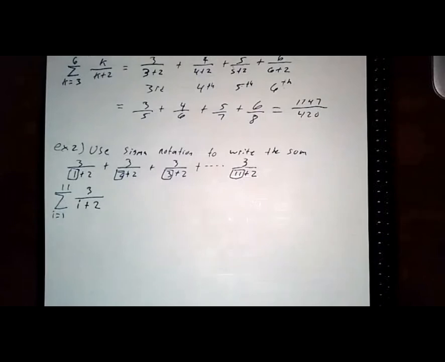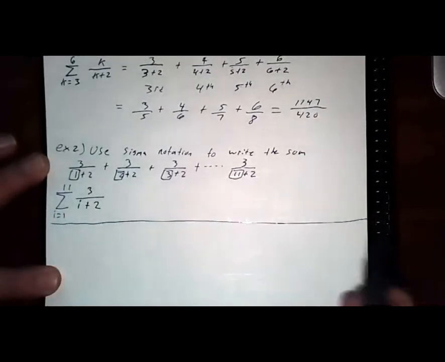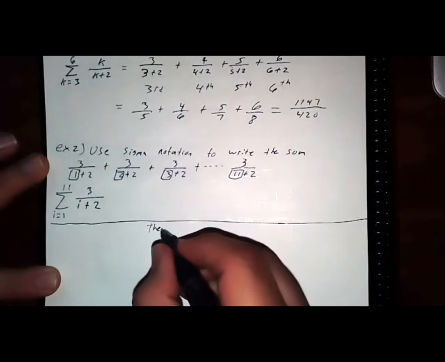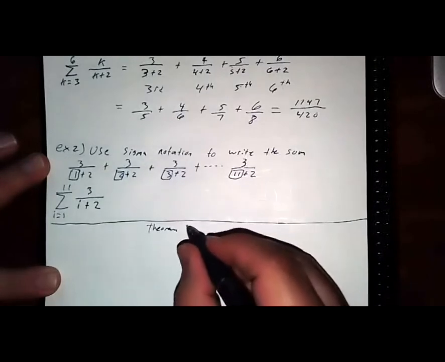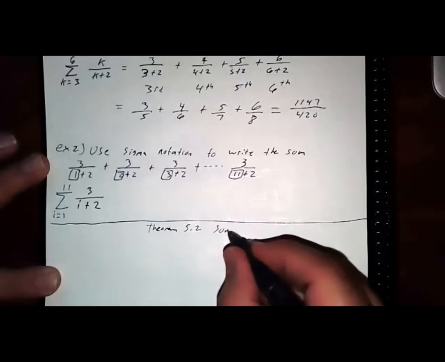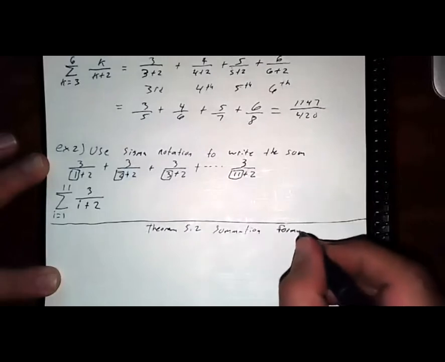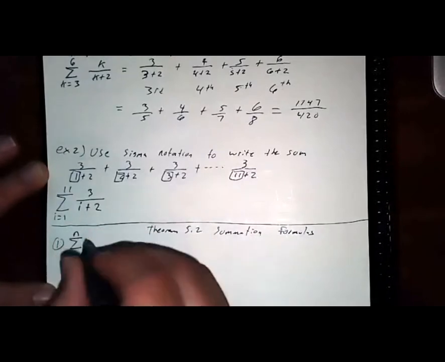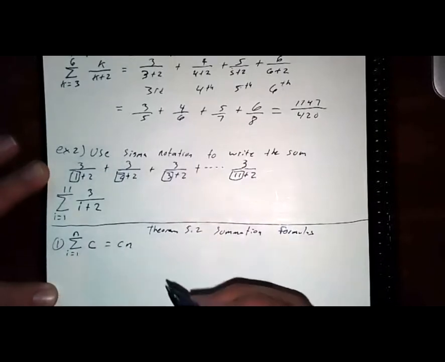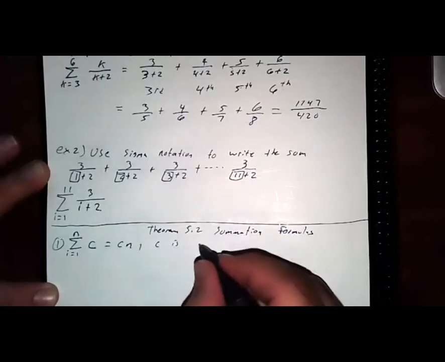So now let me give you the formulas. I believe it's still 5.2, but I forget. Theorem 5.2, summation formulas. So here's number one. If you have a summation from i equals 1 to n of some constant c, it will equal c times n. c is a constant.